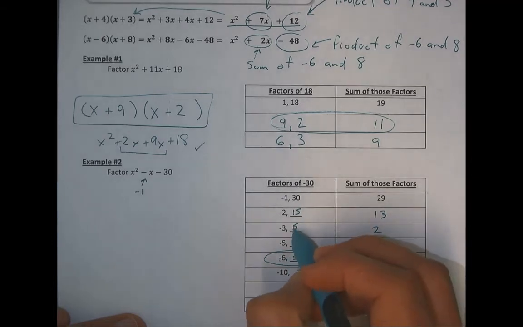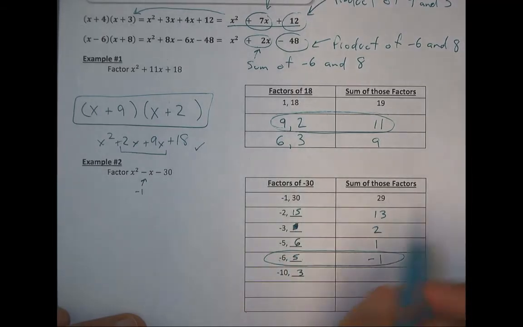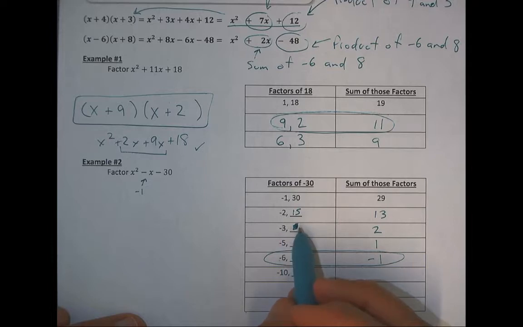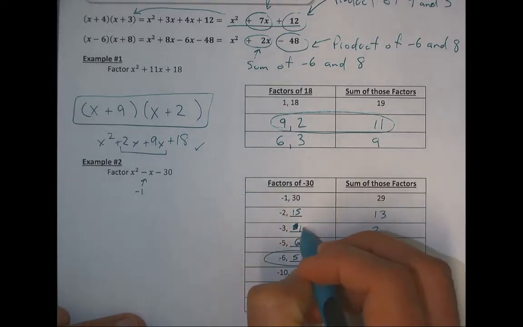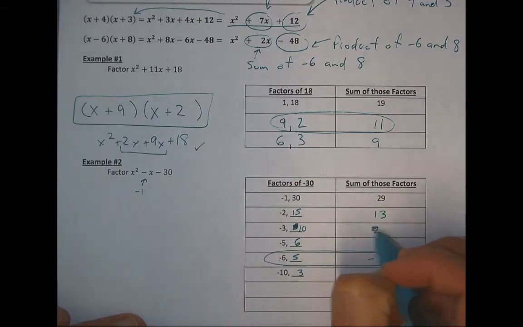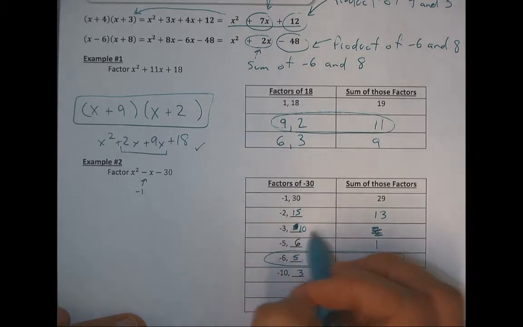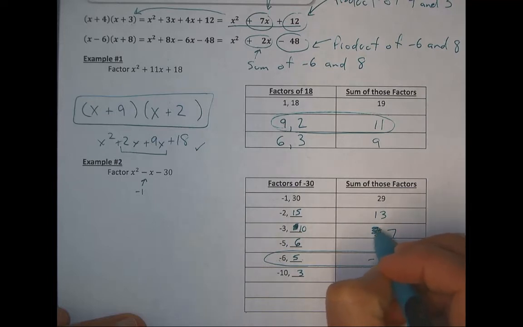Oh, I realize I put 5 here. Some of you were probably wondering what I did right there. Negative 3 times 5 is not going to be negative 30, right? It's negative 3 times 10. So that's not a 2. That would be a 7. So hopefully you caught that.